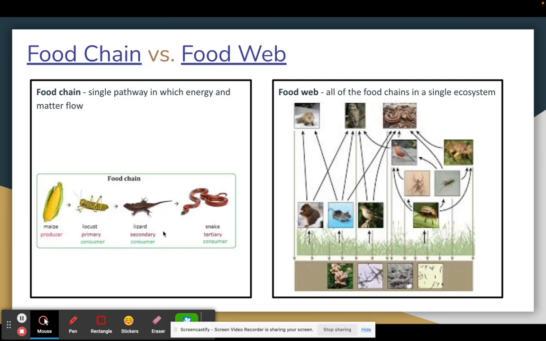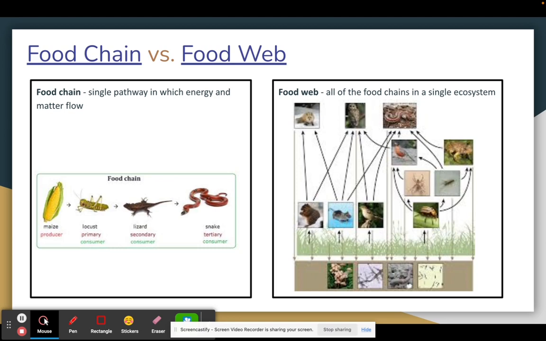One thing that I want to make sure that we are very clear on is the difference between a food chain and a food web. A food chain is actually just one single pathway in which the energy and matter flow. So looking at going from a producer to a primary consumer to a secondary consumer to a tertiary consumer, and then eventually maybe even an apex predator. So you have the corn that's eaten by the locust. The locust is then eaten by the lizard, and then the snake eats the lizard. So that would be one direct path that the energy and matter flow, starting always down at the bottom with your producers.